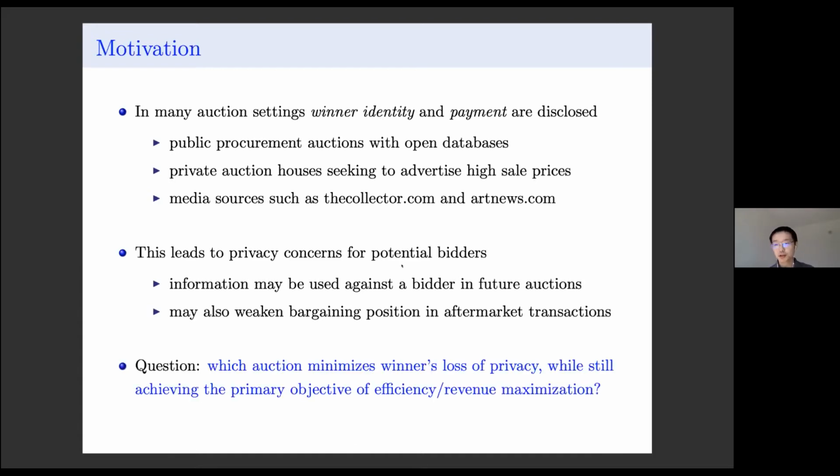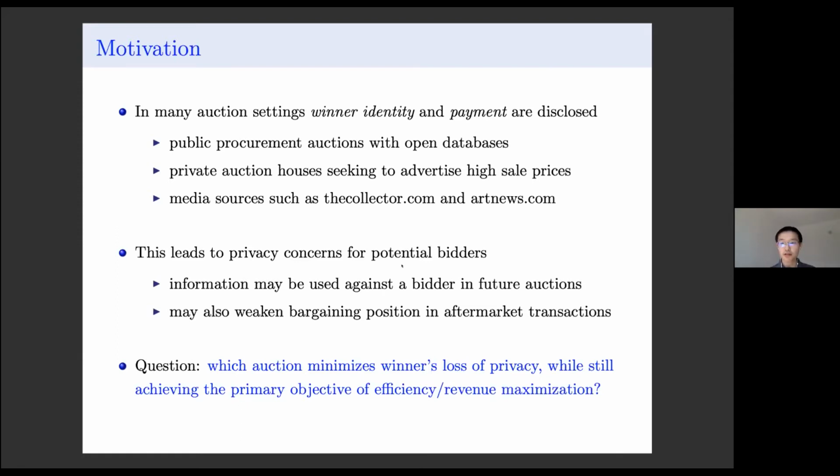So the question that we are going to pursue in this project is the following. We're going to ask which auction format minimizes the winner's loss of privacy, or more formally, the loss of privacy regarding the winner's type incurred through observing the identity and the payment. But we're going to constrain our problem to auctions that already achieve a primary objective that the seller may have, which could be efficiency or revenue maximization. I'm going to elaborate a bit more on this objective function in a couple of slides.